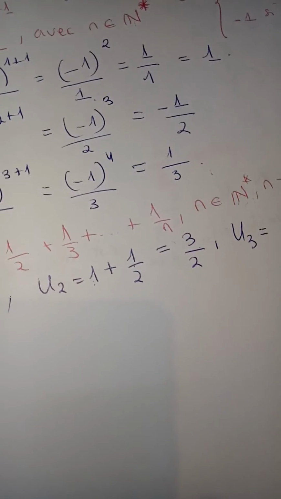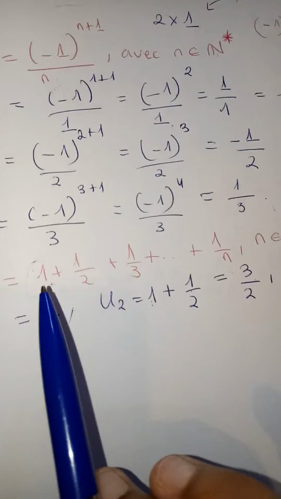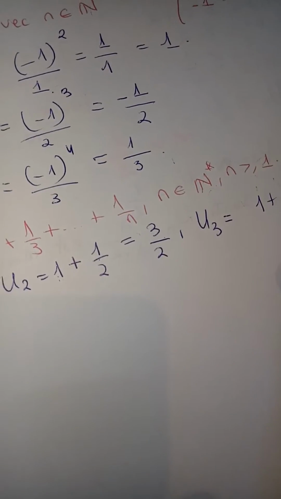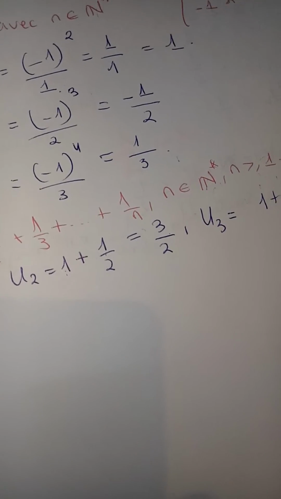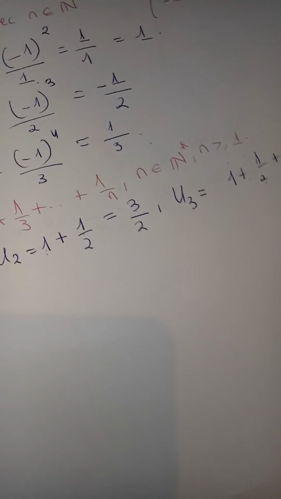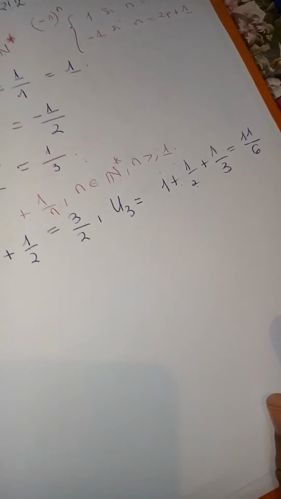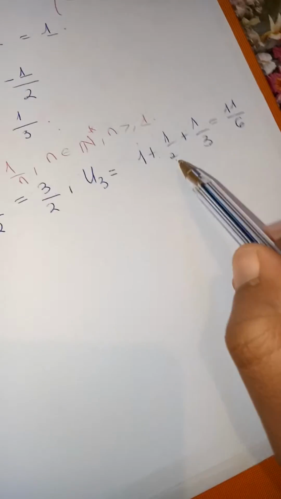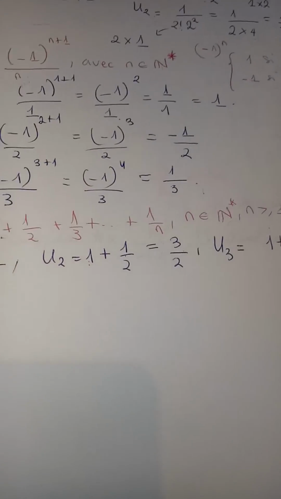Now for U3, I apply the same thing. I look at the first term, because remember this is a sum, I look at the second term, and I look at the third term, and I have 1 plus 1 over 2 plus 1 over 3. 1 plus 1 over 2 will give me 3 over 2. 3 over 2 plus 1 over 3 will give me 11 over 6. So that's the first 3 terms of the suite.